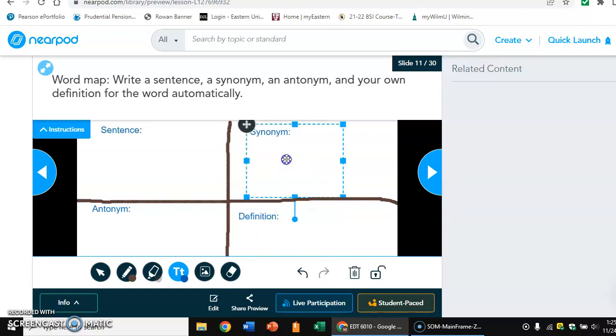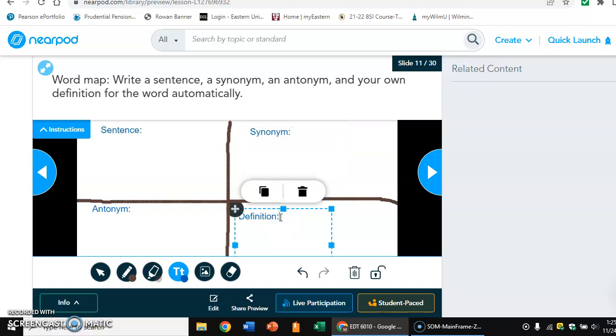Now again, the order of these doesn't matter. For example, sentence could be here, synonym could be down here. As long as you have the 4 components, it doesn't matter. But the purpose of doing a word map, as we know, is it helps us understand the word in different ways. If you can use automatically in a sentence, if you know a synonym to it, an antonym, and if you can tell me the definition in your own words, you'll be in great shape.